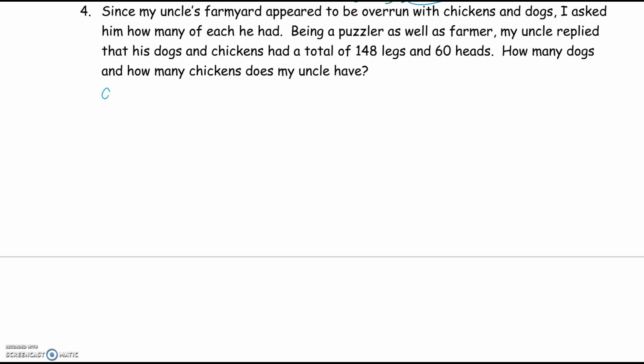So I'll just use D to represent the number of dogs his uncle has, and C for the number of chickens. So first of all, you have to think about each animal. So we know that a dog has one head, and so does a chicken. So the head of one dog plus the head of one chicken equals a total of 60 heads.